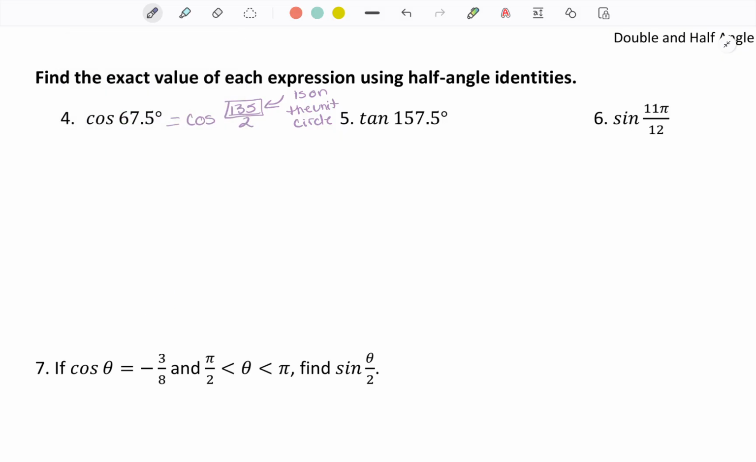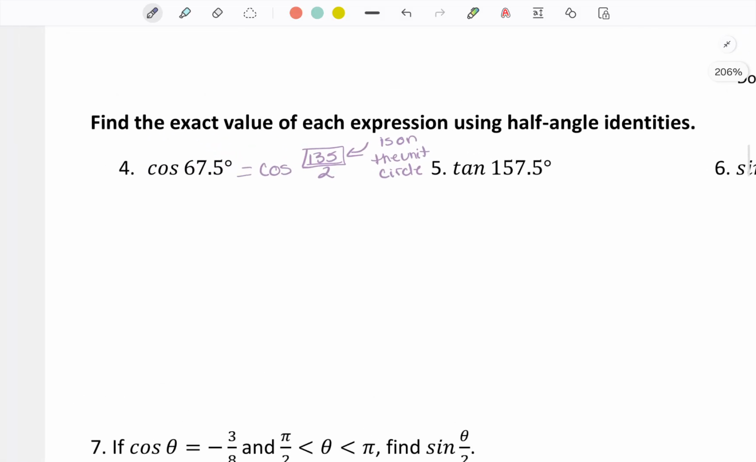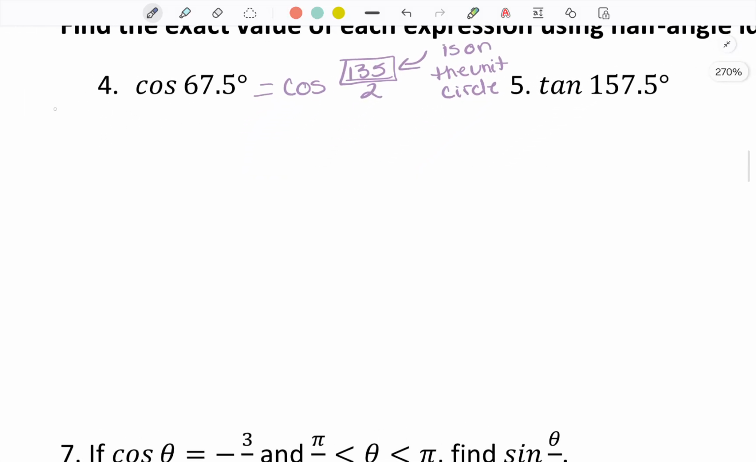So what we are going to do is use that cosine identity. So we're going to have the cosine of theta over 2 is plus or minus the square root of 1 minus cosine theta over 2.